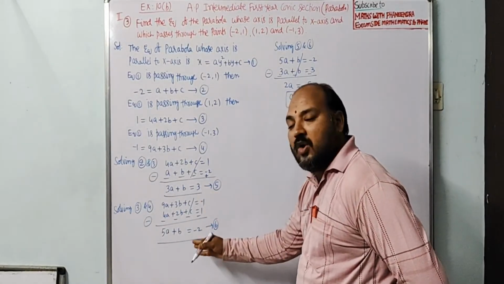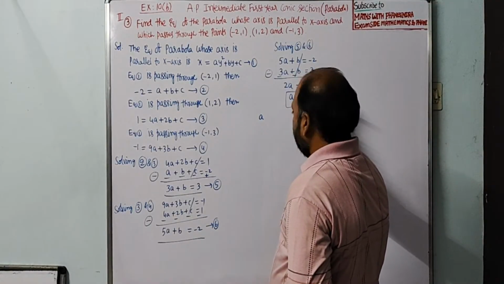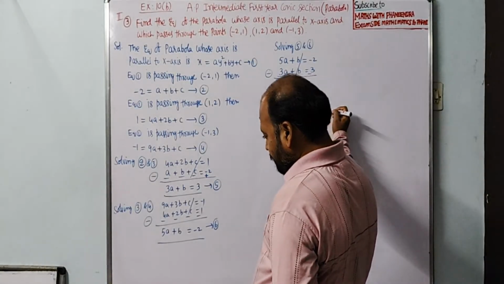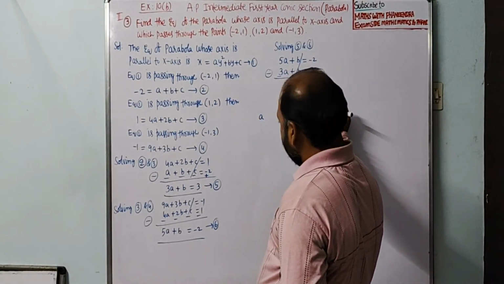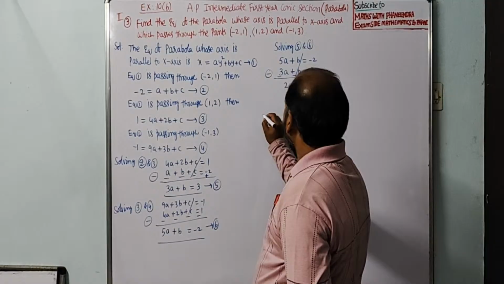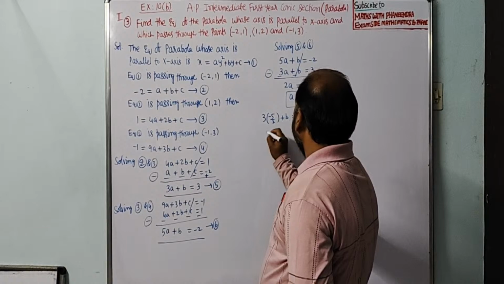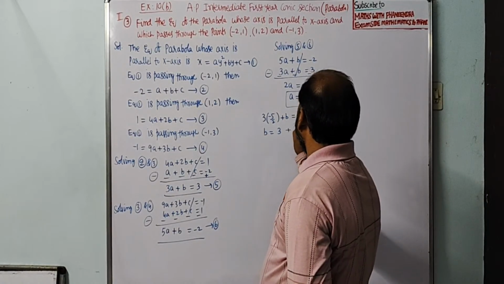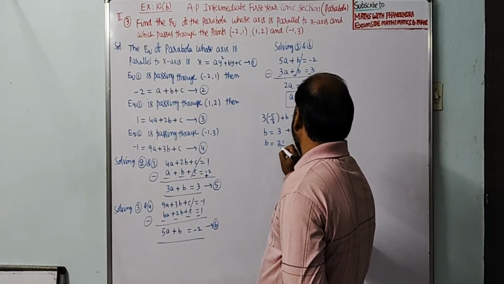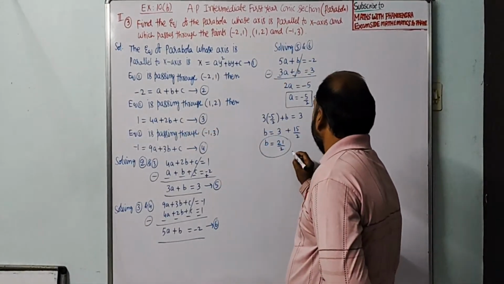Substitute either in 5 or 6. A is equal to minus 5 by 2. Better to substitute in 5. So 3 into minus 5 by 2 plus b is equal to 3. So b is equal to 3 plus 15 by 2. So b is equal to 6 plus 15, 21 by 2. B value we got.